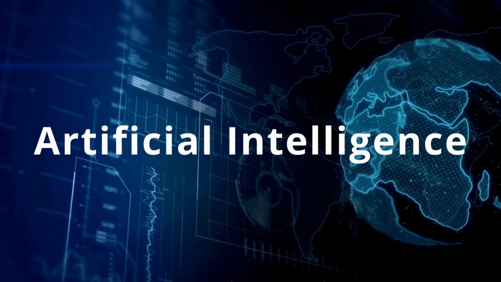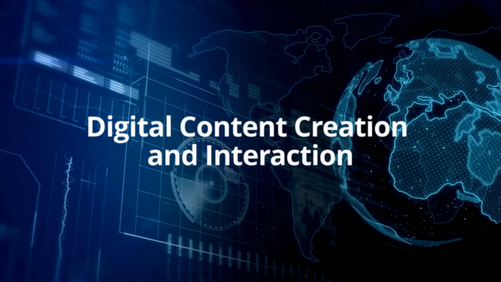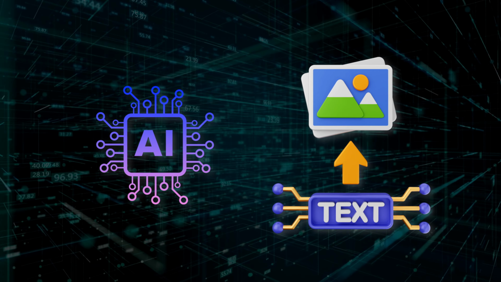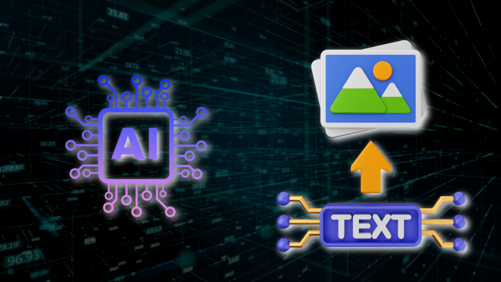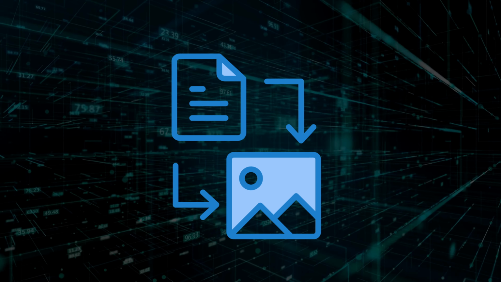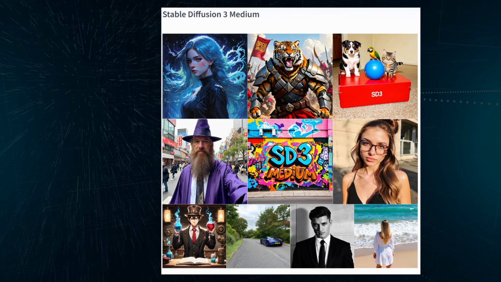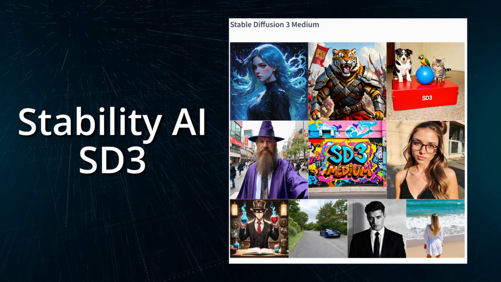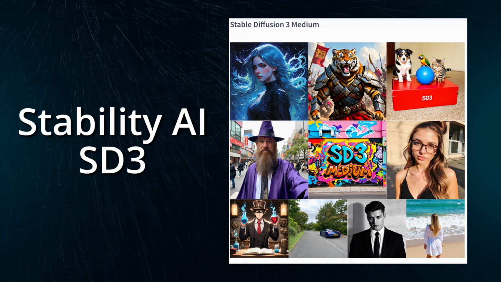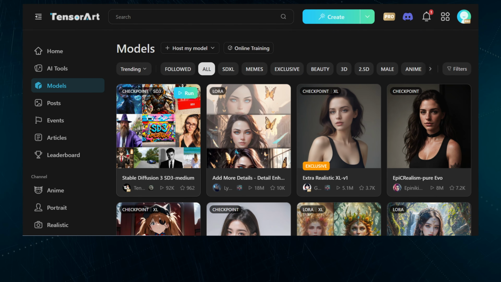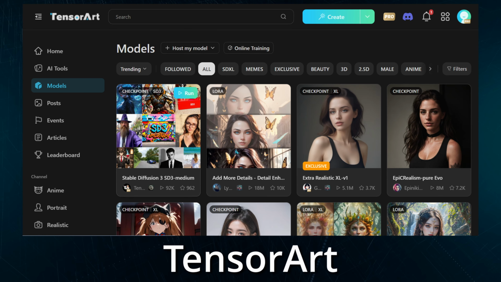Artificial intelligence has significantly transformed digital content creation and interaction, and one of the most groundbreaking advancements in this field is the development of text-to-image models, which can generate detailed images from textual descriptions. Among these, Stability AI's SD3 (Stable Diffusion 3 Medium) is a standout as the most advanced open model to date. This model is now accessible on TensorArt, the world's first platform to support SD3 online.